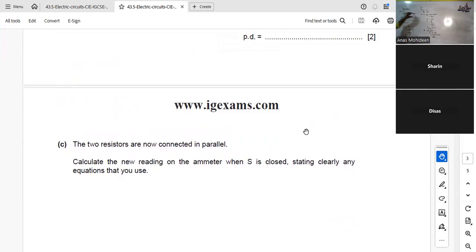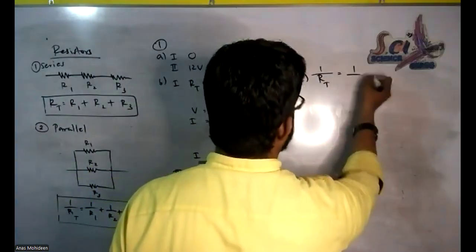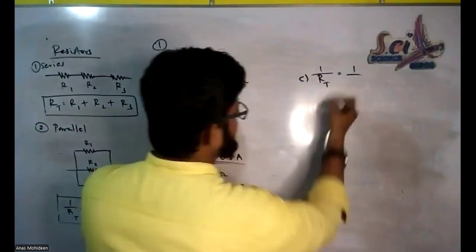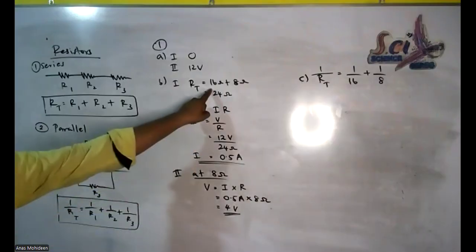Why? Earlier we took series connection, so total we took 16 plus 8, directly 24. Now I can't use it in this part C because it says it is no more series, it is connected in parallel. So first I want to find out the total resistance. How to find out the total resistance? 1 over RP. So this 1 over RP should be equal to 1 over 16 plus 1 over 8. Correct? Only two resistors are there, one is 16, the other one is 8.